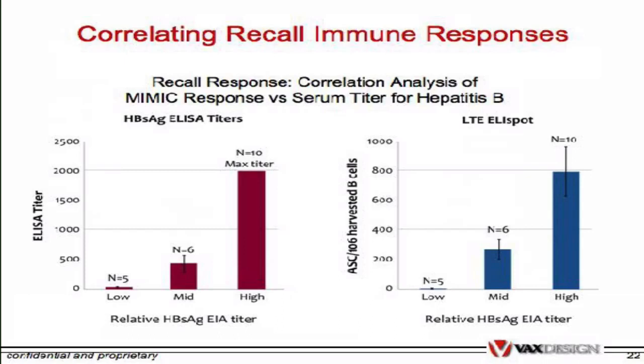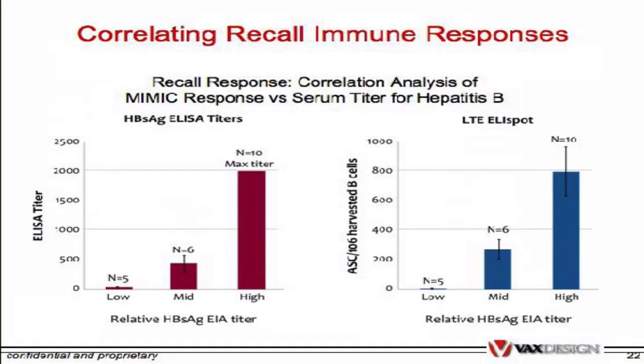In correlating recall responses, for example, this is a series of donors that had previously been tested to find out what their serum levels were for hepatitis B surface antigen antibodies, and then generating results in the mimic system and looking at antibodies that were produced or antigen-specific cells that were secreting antigen-specific antibody to the hepatitis B surface antigen.